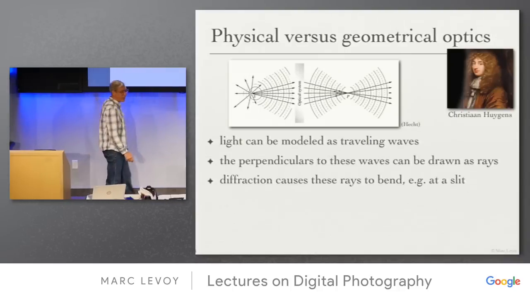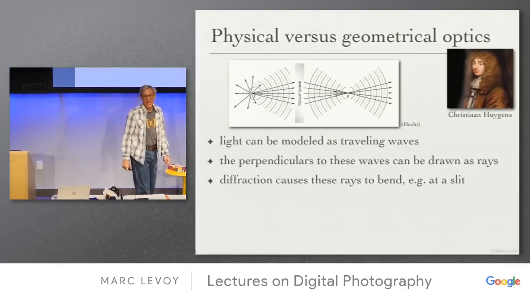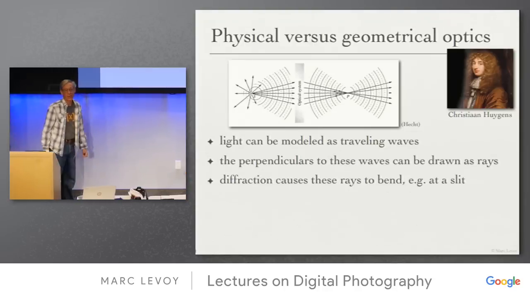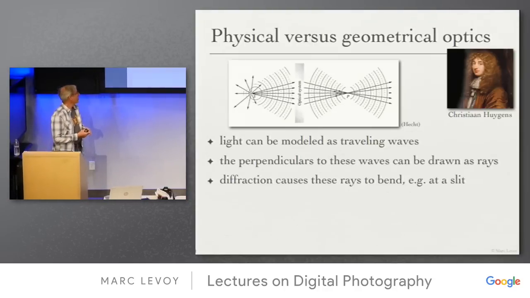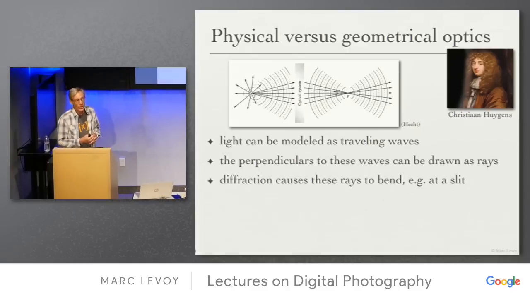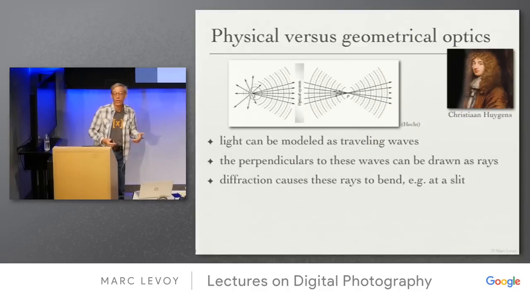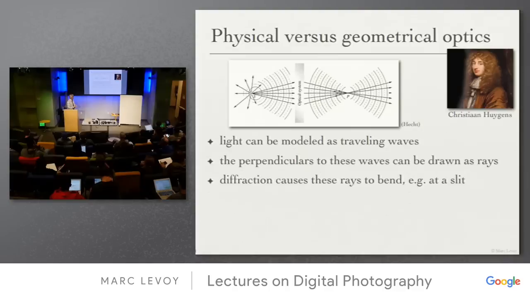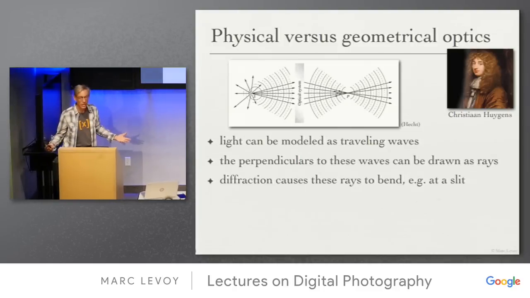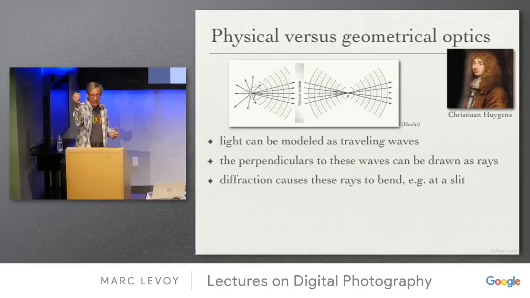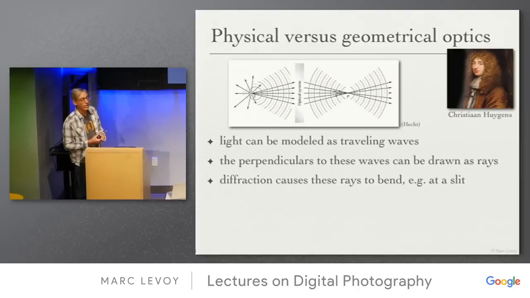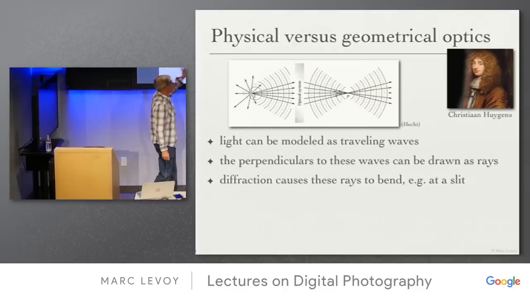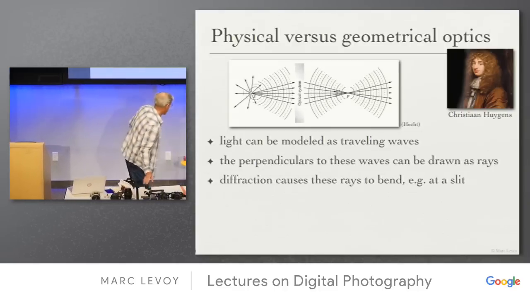And we're going to start all the way back with Christian Huygens and his principle of traveling waves. So light could be modeled as a set of traveling waves. He actually first published this before Newton published his corpuscular theory of light. And you can either represent it as these waves, or you can represent it as the perpendiculars to the waves, which are rays. The perpendiculars, if taken by themselves, are the basis for thinking about geometrical optics. So diffraction causes these to bend at a slit.